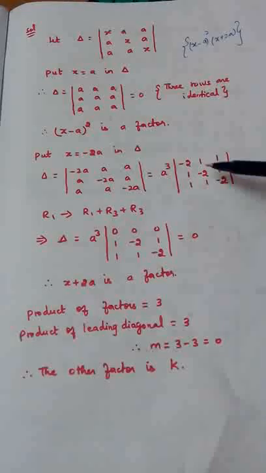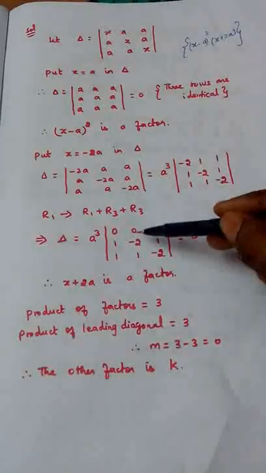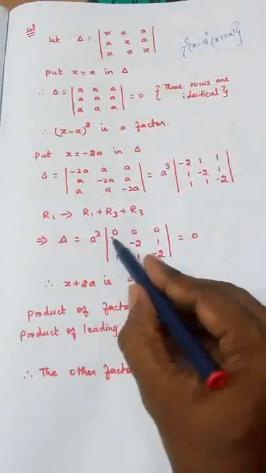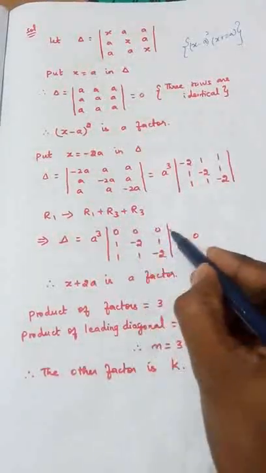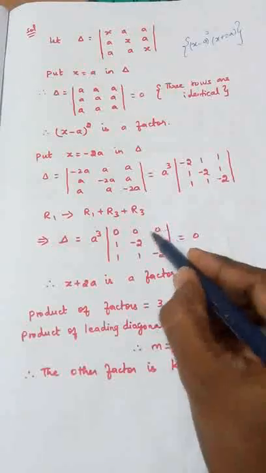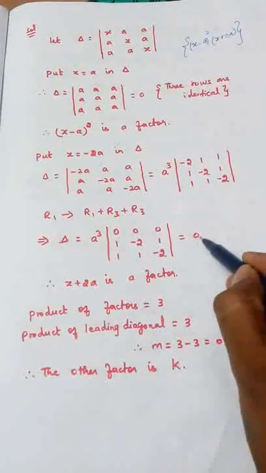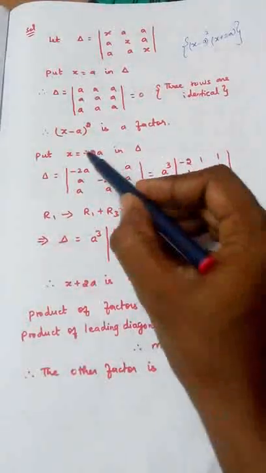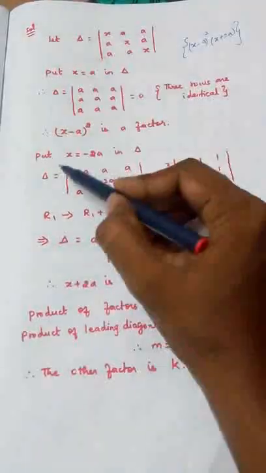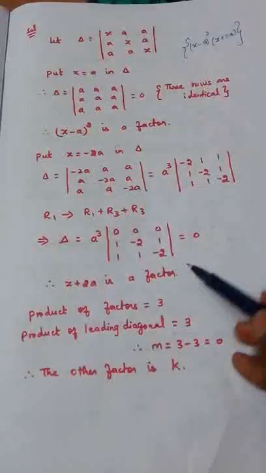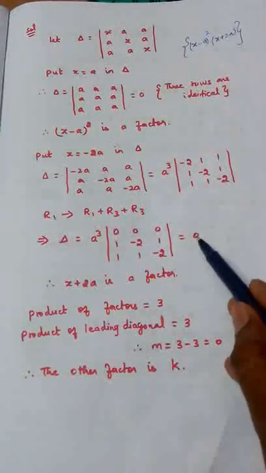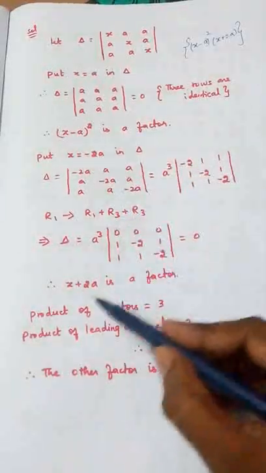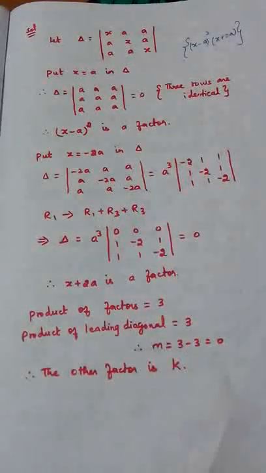Similarly, 1 plus 1, 2. 2 minus 2 is 0. 1 plus 1, 2. 2 minus 2 is 0. So when I expand this determinant using first row, since all are zeros, the value of the determinant also becomes 0. I think you will understand. We have started like this. Put x is equal to minus 2a. When we do that, the determinant value becomes 0. So what should I say? X plus 2a is a factor.